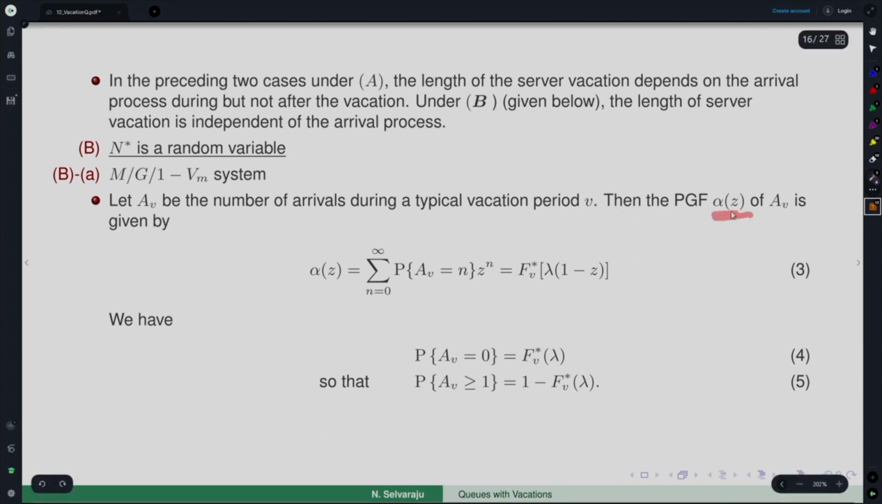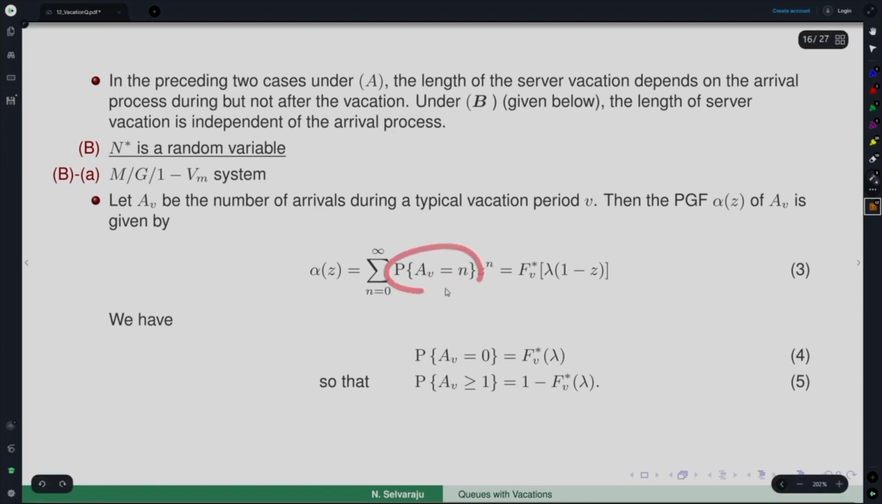Then its PGF, which we call alpha of Z, is basically given by this quantity as per definition. Alpha of Z is the probability of AV equal to n, where the number of arrivals during the vacation period could be anything between 0 and infinity. So, that is what you get here.